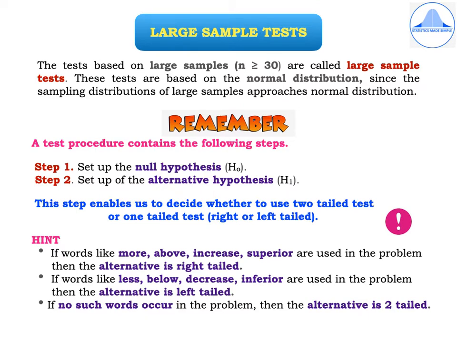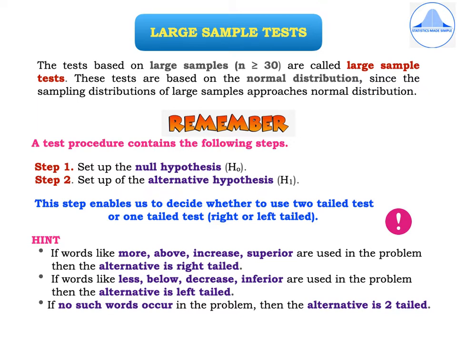It is very important that you remember all these steps. So, the first step is to set up the null hypothesis, which is denoted by H naught. Step 2 is to set up the alternative hypothesis, which is denoted by H1. Now, the alternative hypothesis will enable us to decide whether to use two-tailed tests or one-tailed tests, that is right or left-tailed tests.